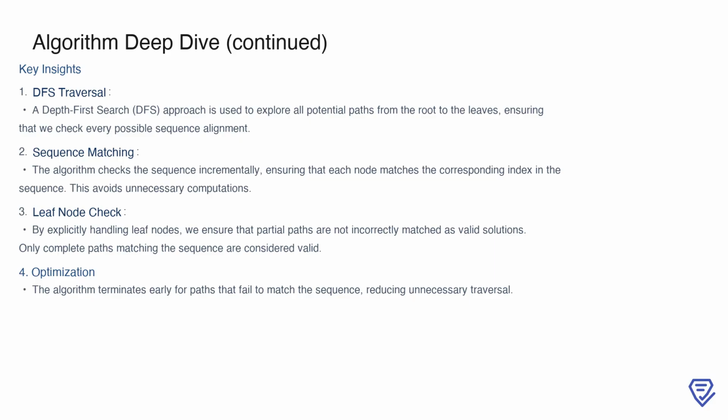Additionally, the algorithm is optimized to terminate early for invalid paths. For instance, if a node's value doesn't match the sequence or the sequence index exceeds its length, the algorithm stops exploring that branch. This optimization significantly reduces redundant calculations and ensures efficient traversal of the tree.